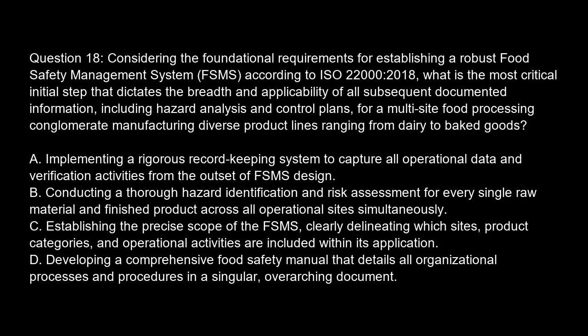Option A. Implementing a rigorous record-keeping system to capture all operational data and verification activities from the outset of FSMS design. Option B. Conducting a thorough hazard identification and risk assessment for every single raw material and finished product across all operational sites simultaneously. Option C. Establishing the precise scope of the FSMS, clearly delineating which sites, product categories, and operational activities are included within its application. Option D. Developing a comprehensive food safety manual that details all organizational processes and procedures in a singular, overarching document.